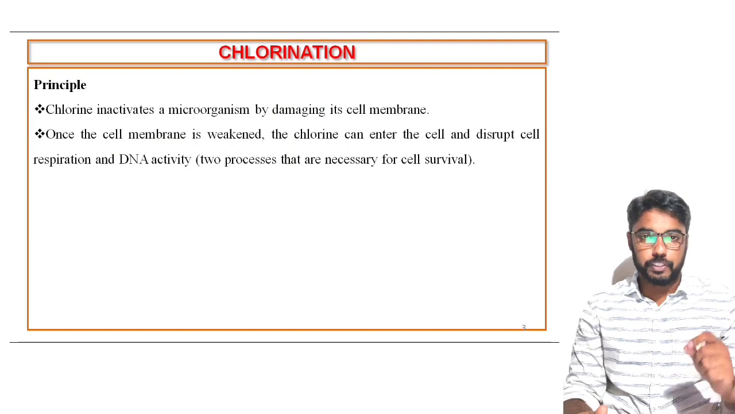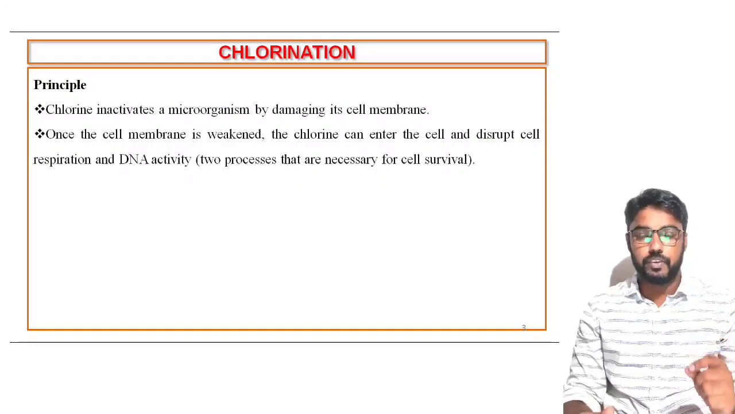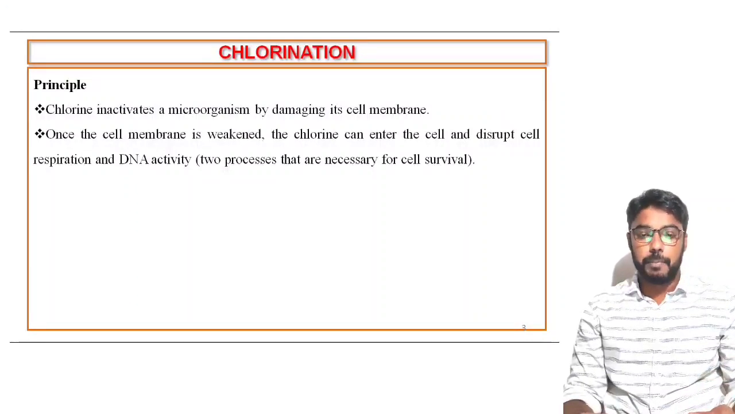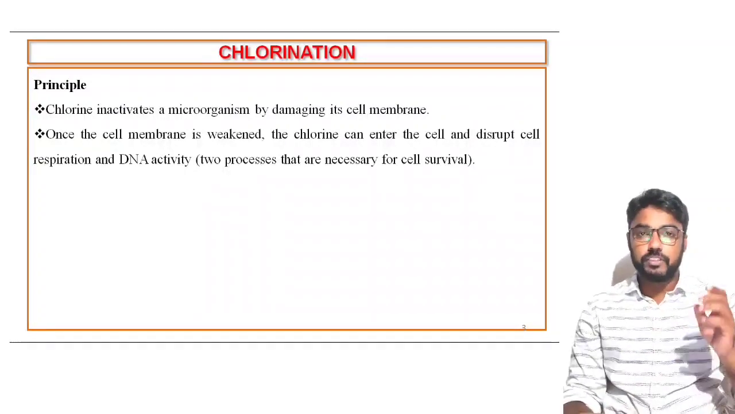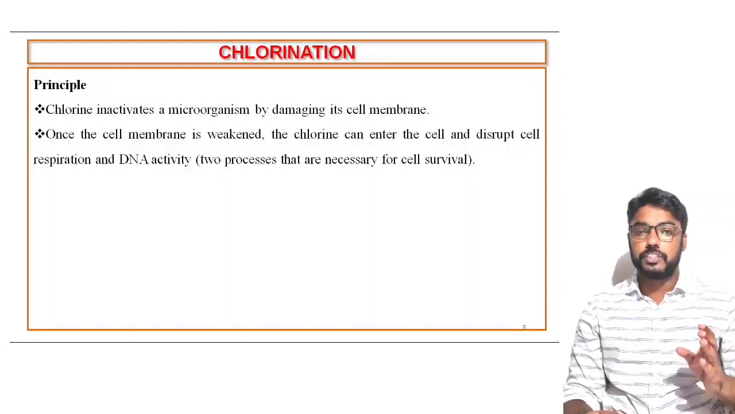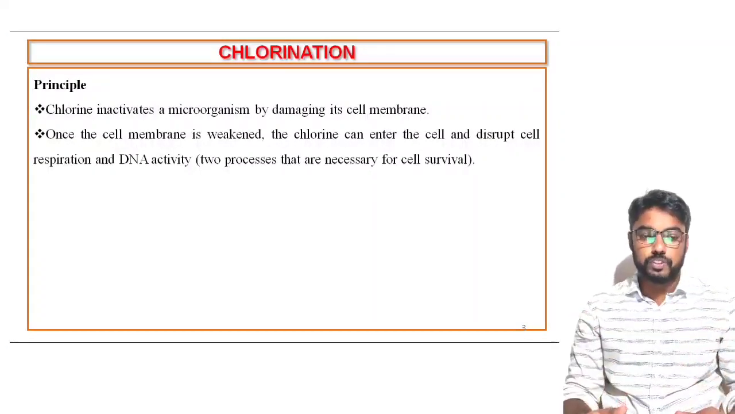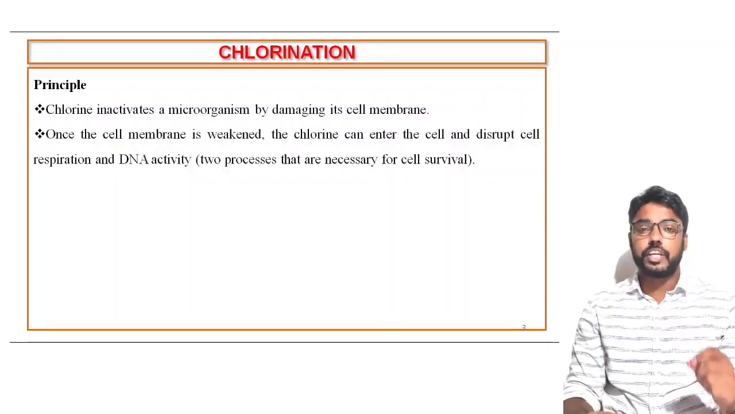The principle of the chlorination mechanism is that chlorine inactivates the microorganism by damaging its cell membrane. Once the cell membrane is weakened, the chlorine can enter the cell and disturb the cell respiration and DNA activity. These two processes, cell respiration and DNA activity, are necessary for the cell's survival.